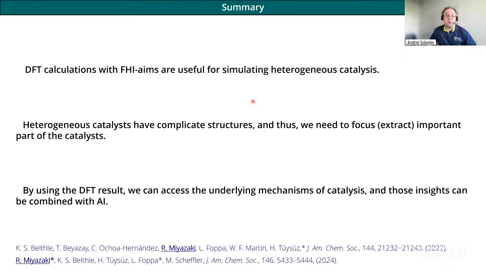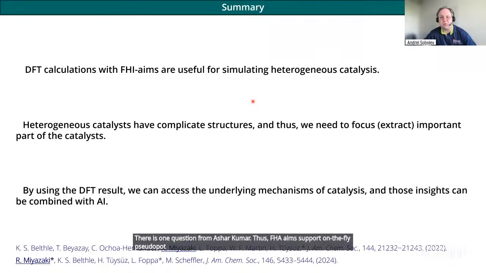Okay, there is one question from Ashok Kumar. Does FHI-aims support on-the-fly pseudopotential generation for such complex heterogeneous catalysis calculations?